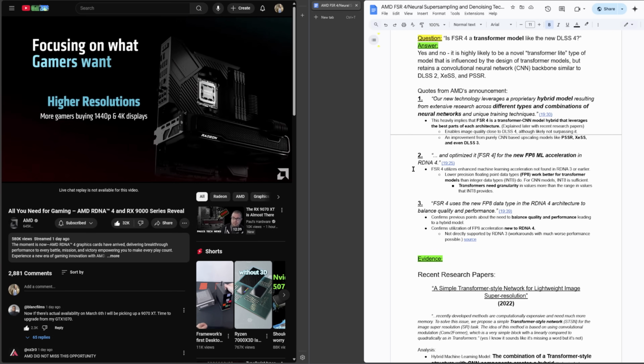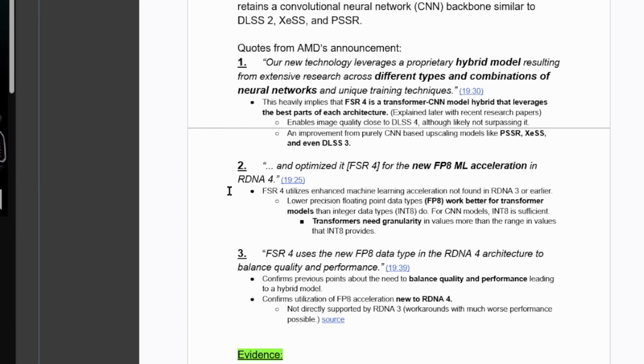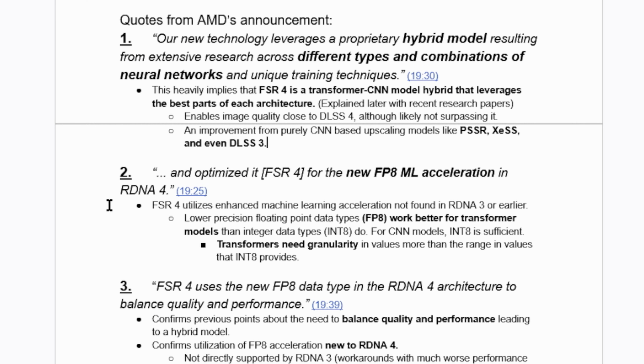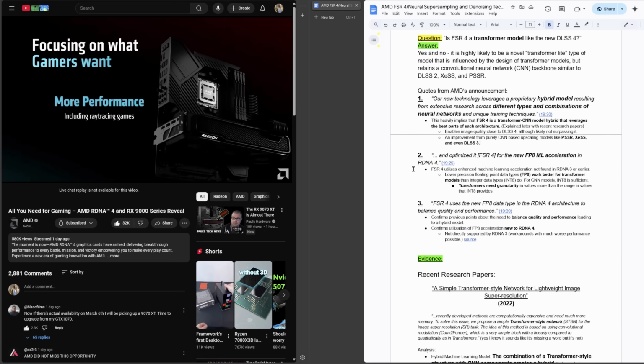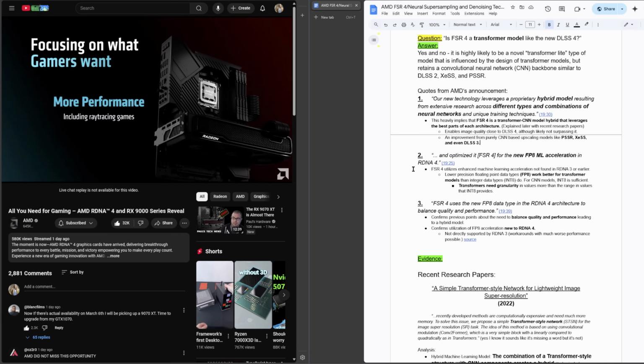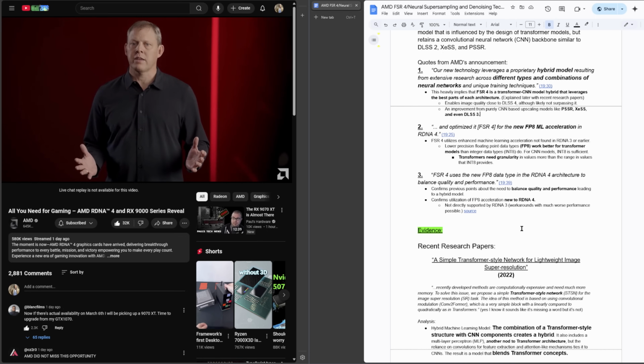Something they also said in the video that caught my attention was, "and optimized it for the new FP8 ML acceleration in RDNA 4." What this means is that FSR4 utilizes FP8 acceleration in some way that is unique to RDNA 4. And here again, they confirmed FSR4 uses a new FP8 data type in the RDNA 4 architecture to balance quality and performance.